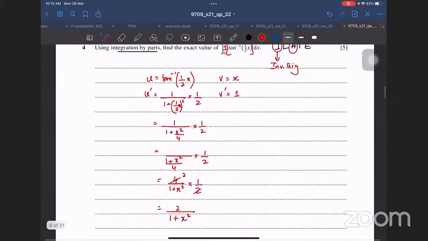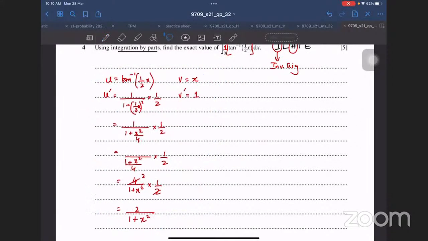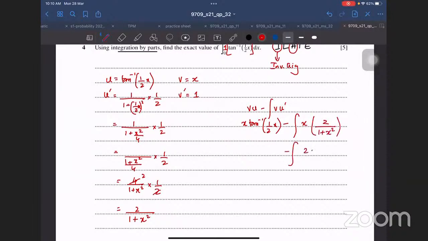Okay. Now the formula for integration by parts is uv minus the integral of v du. So v is x, u is tan inverse of half x, minus the integral of v u dash. So I have x.